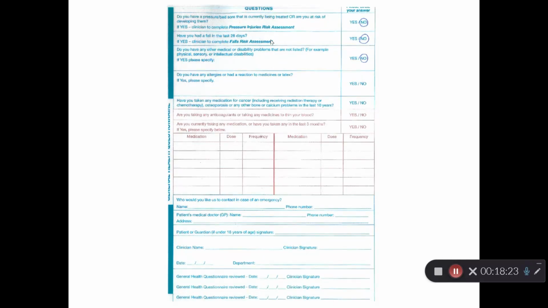Do you have any other medical or disability problems that are not listed? For example, physical, sensory, or intellectual disabilities. So something like autism, developmental delay, maybe they're not so mobile for certain reasons, and they can tell you about problems, injuries.